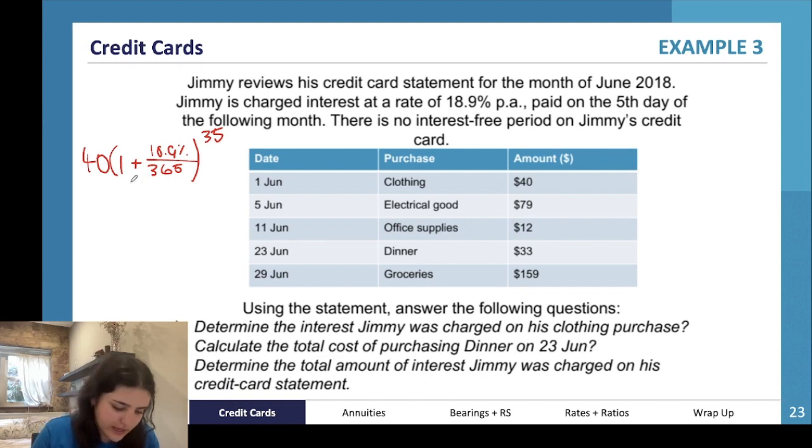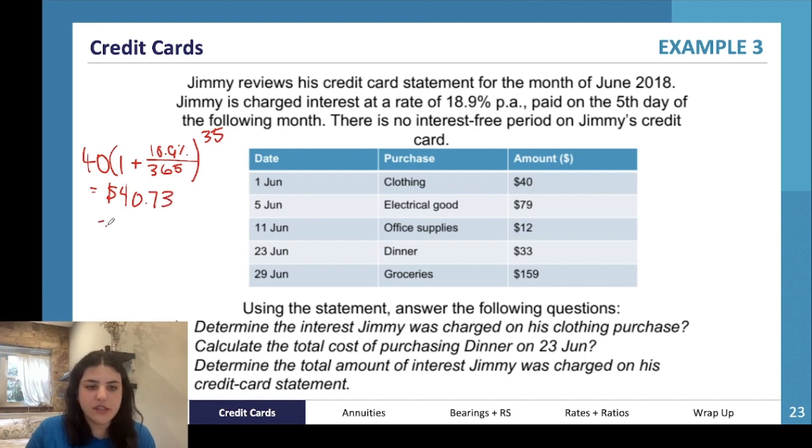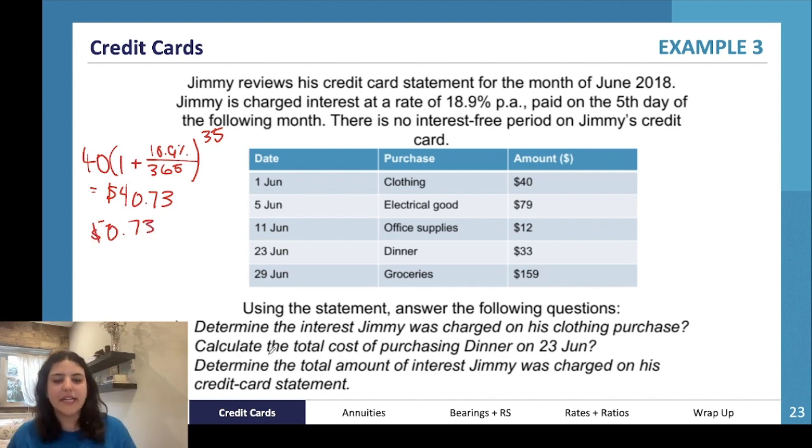Okay, and so then once we do that, 40 brackets 1 plus 18.9% over 365 to the power of 35. He should owe $40.73 on the clothing purchase. So the interest is actually just 73 cents.